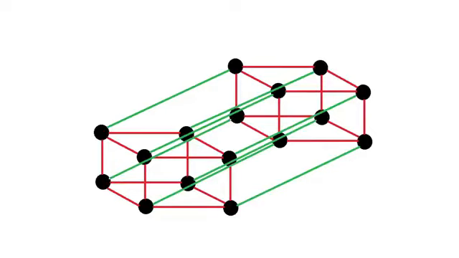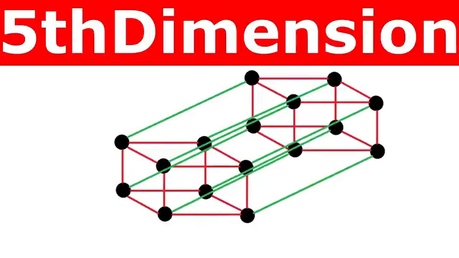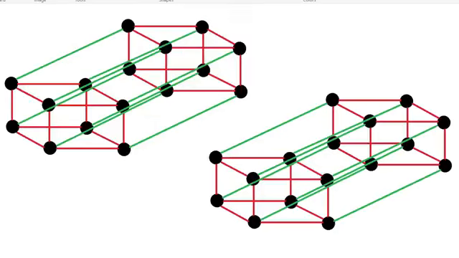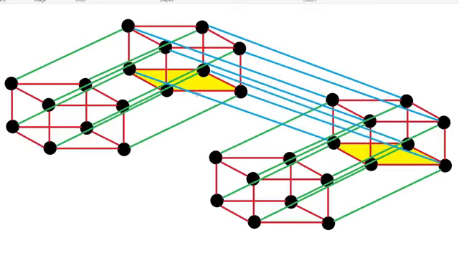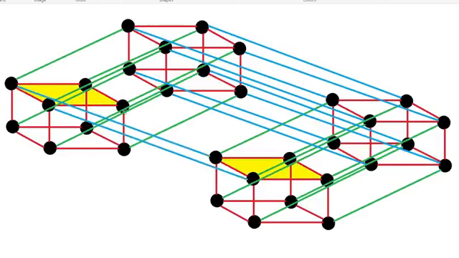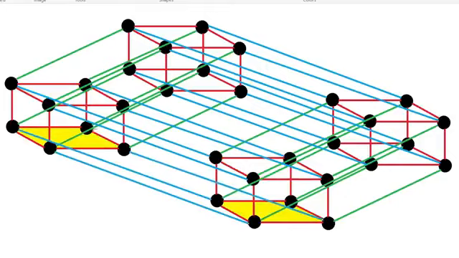Now, if we again double the number of points that are present in the four-dimensional structure, we get a structure of the next higher dimension, that is the fifth dimension. You can count that this five-dimensional structure has 32 points. On joining these points as indicated in the video, we get a five-dimensional structure. So friends, this is how we can represent a five-dimensional structure geometrically step by step.